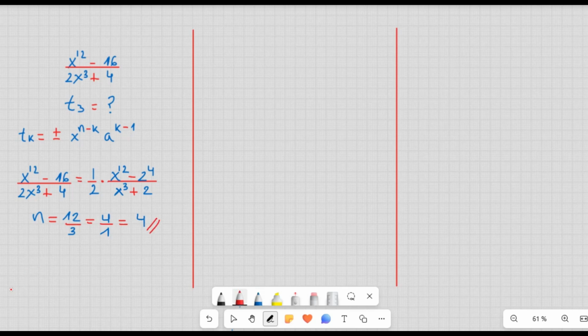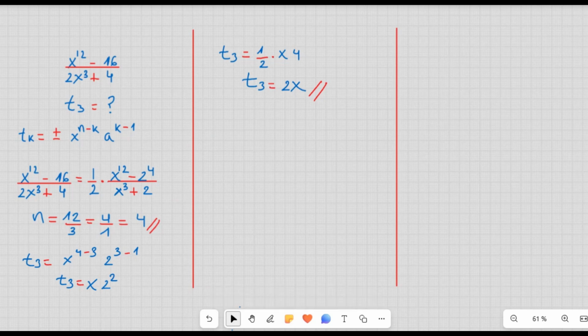We apply the formula for the third term, substituting k with 3, obtaining x raised to the 4 minus 3 times 2 raised to the 3 minus 1. By subtracting the exponents, this expression simplifies directly to x times 2 squared. We take back the 1/2 we factored out at the beginning and multiply it by the x times 4 we just obtained. We simplify by taking half of 4 and happily obtain that our third term is 2x.